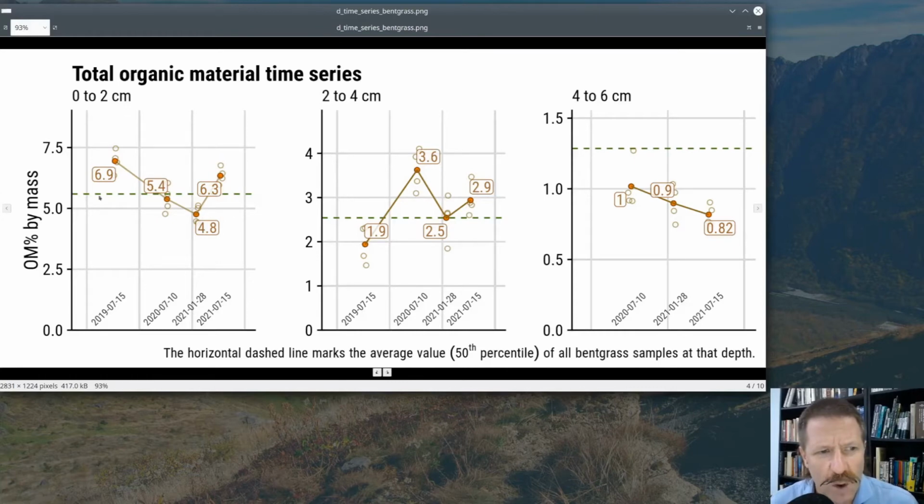And you can see that the horizontal dashed line shows here the average for creeping bentgrass, for the species of grass being shown here. Again, there's not a huge change when you get down to the 2 to 4 centimeter depth, and especially to the 4 to 6 centimeter depth. If you look at this, the change from 2020 up until 2021 over a 1 year period, the change has been 0.18%. That is not much of a change at all. So what you tend to see is appreciable changes right near the surface and very little changes down below.